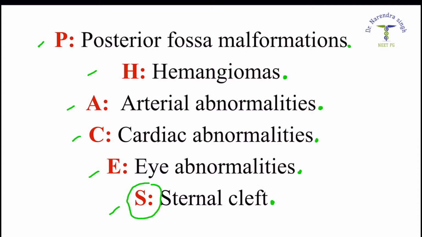So once again we will revise. P is posterior fossa malformation, H comprises hemangioma, A is arterial malformation, C is cardiac abnormalities, E is eye abnormalities, and S is external cleft.